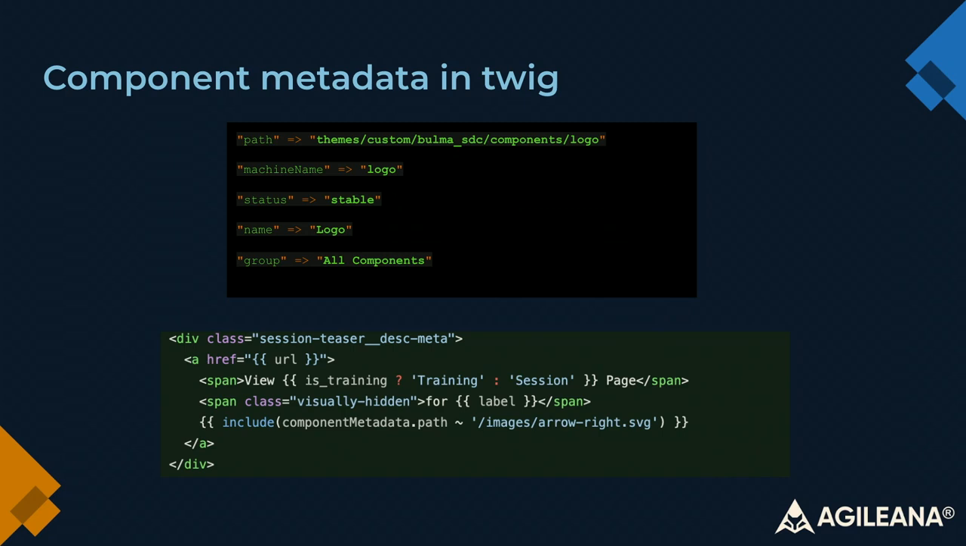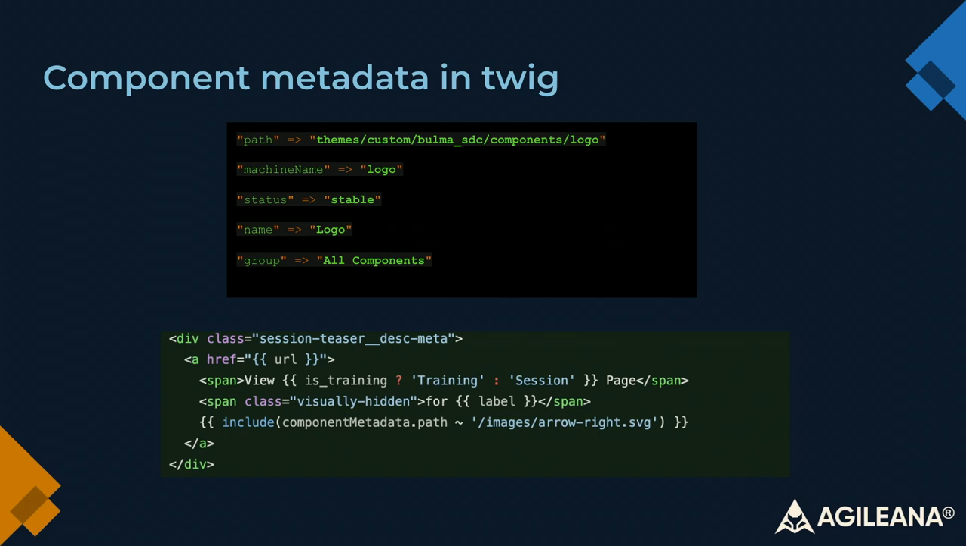Okay, so another good thing with single directory components is that they used to send some metadata to the Twig file. In most of the cases, you won't find it useful, but there is a useful case for that. For example, in this case, I'm showing you a logo component or something like that. And as you can see, as part of your Twig file, you will be receiving these variables. You will be receiving the path to the component. You will be receiving the mesh name, status, and other things.